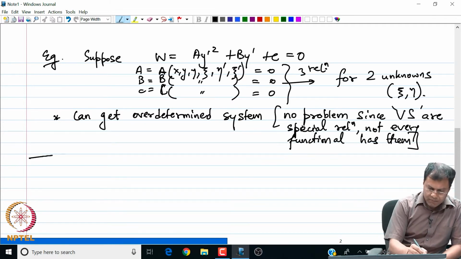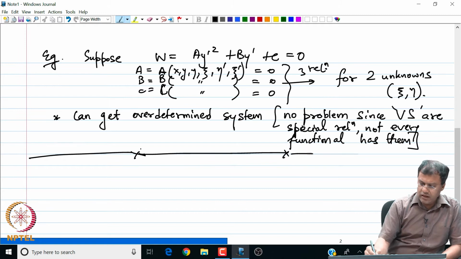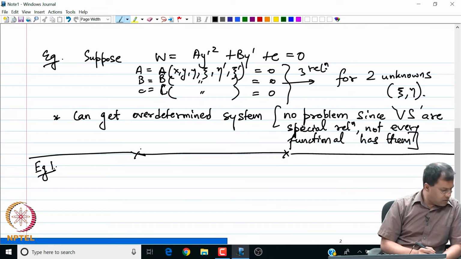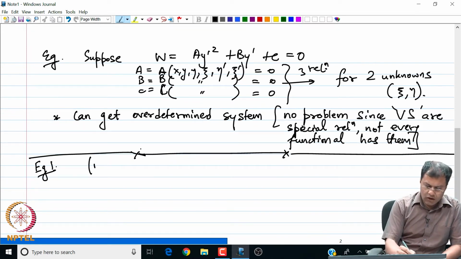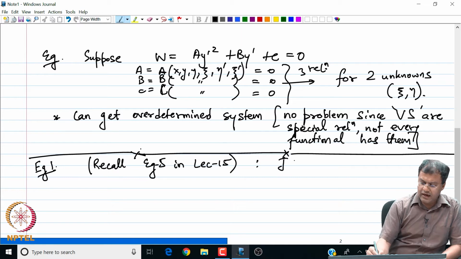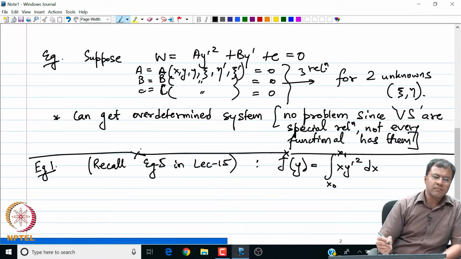Okay. So, the example that I have in today's lecture, this is a new sequence, so I start with example number 1. The first example is, we recall example 5 in lecture 15, our previous lecture, where we took a functional of the form integral from x0 to x1 of x y prime square dx, right.